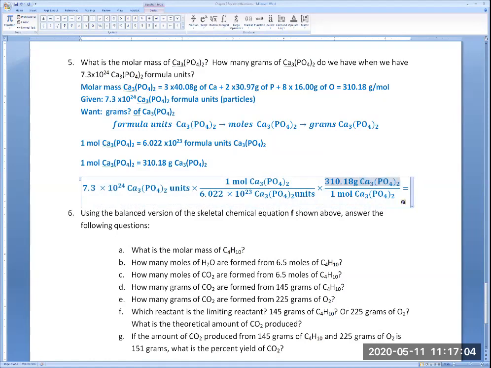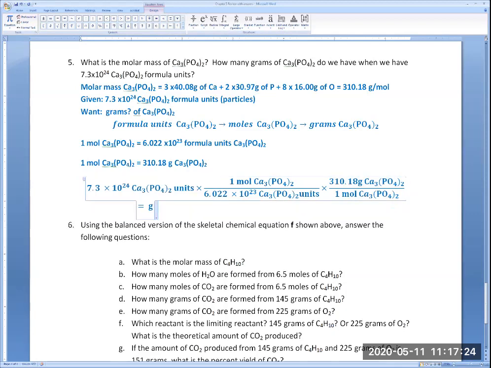So if we look at this carefully, we cancel, and I cannot show that, but you cancel units of calcium phosphate, particles there, number of particles. You cancel moles of calcium phosphate, and you end with grams of calcium phosphate. So that's correct as far as units are concerned. So in the calculator, you do 7.3 times 10 to the 24th divided by 6.022 times 10 to the 23rd.